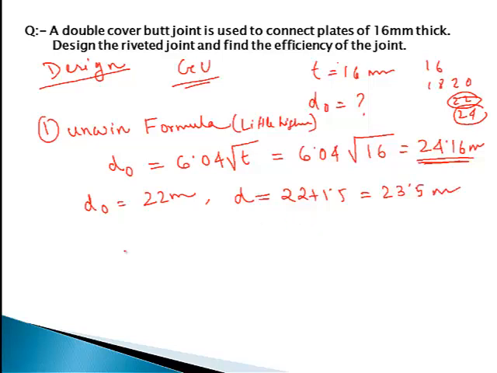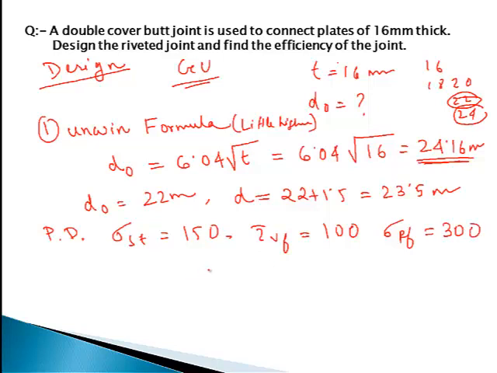Okay. Again, assume it's power driven. Sigma ST assume as 150, tau VF assume as 100, sigma PF assume as 300. Okay. Next, what we have to do? We have to find out the strength of joint. So again, find the strength of plate, PT. It's given as sigma ST into (P minus D) into T.